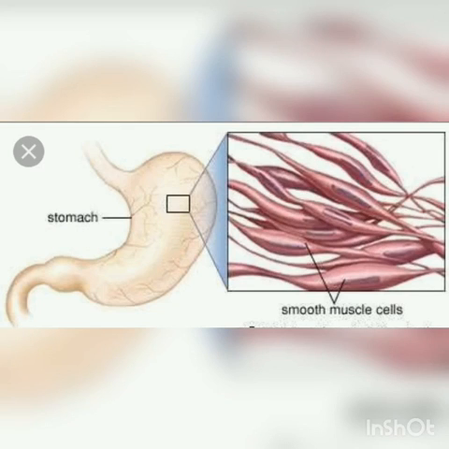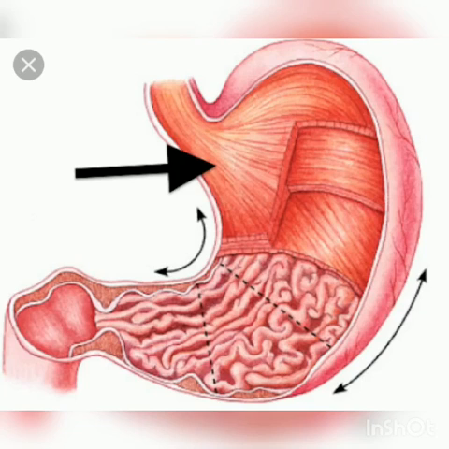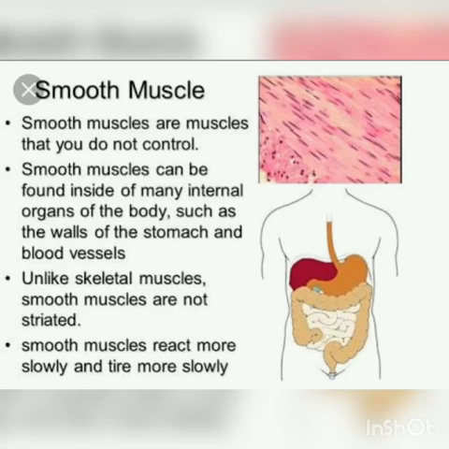The walls of the internal organs such as blood vessels, stomach and intestine contain this type of smooth muscle. The smooth muscles are involuntary muscles and their functions cannot be directly controlled. Like the heart, it beats on its own, you cannot tell it to stop. So they are involuntary muscles.